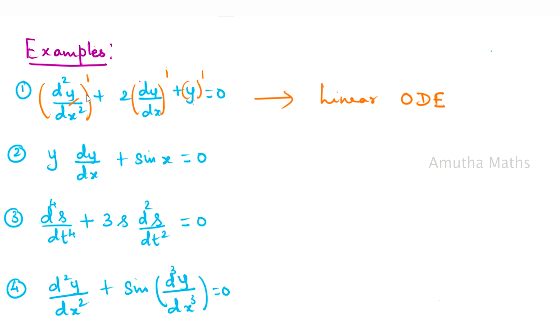Now look at the second example. y into dy by dx plus sin x is equal to 0. So here the dependent variable is y. The dependent variable and its derivative are multiplied together. This is not allowed. But sin x is allowed. This is allowed, but this is not allowed. Therefore, this is a non-linear ordinary differential equation.